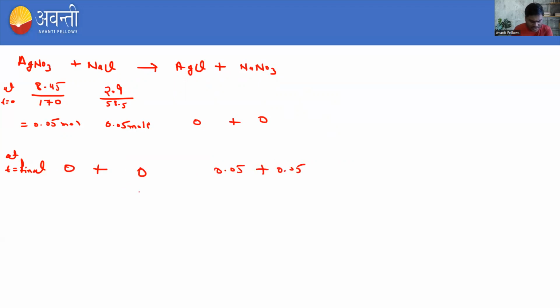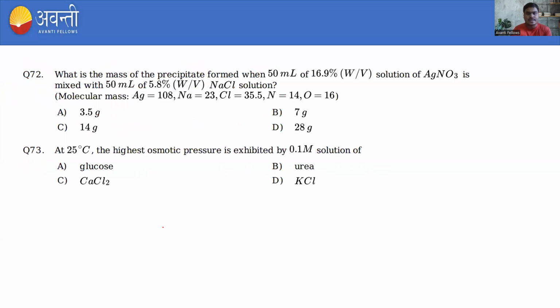So what is the mass of AgCl precipitated? The mass of AgCl precipitated is 0.05 times the molecular mass, 143.5, so it comes out to be 7 gram. So 7 gram is the correct answer, that is option B. I hope this is clear to you. How will you find this?